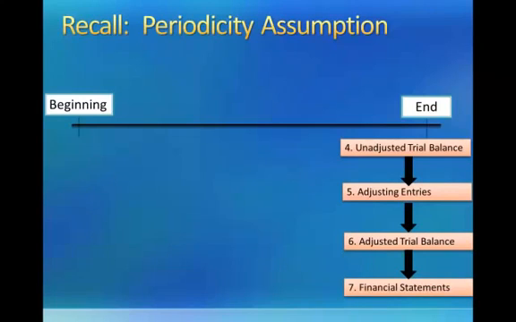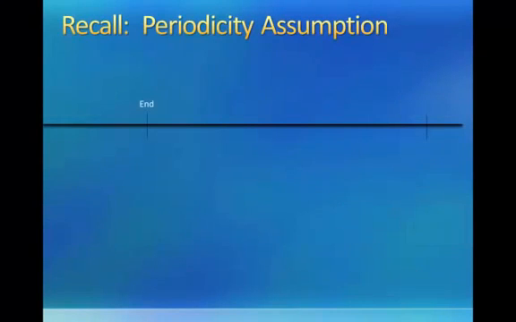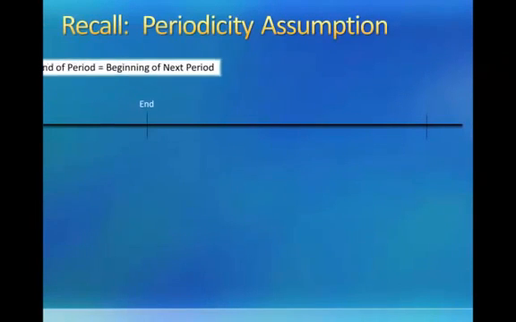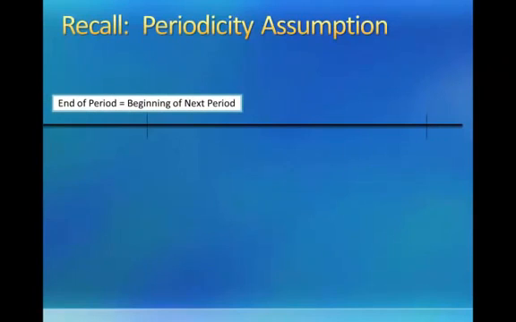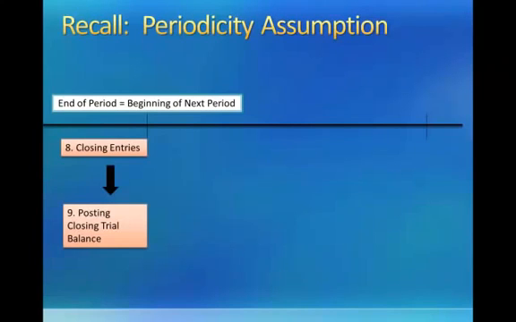After we prepare our financial statements, we've accomplished our mission for this accounting period, but the end of the accounting period becomes the beginning of the next accounting period. Before we can start that next accounting period, there are two more things that we need to do. First, we need to prepare closing entries, and then we need to prepare a post-closing trial balance.